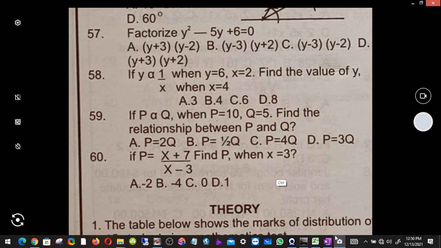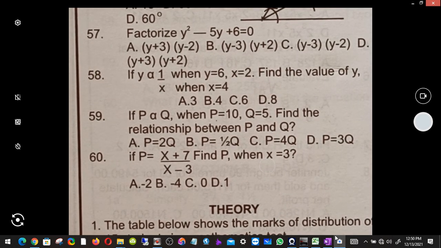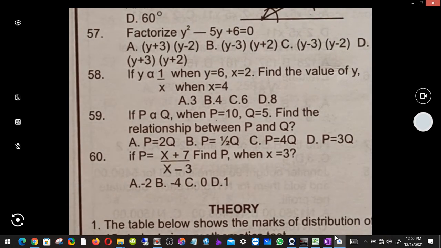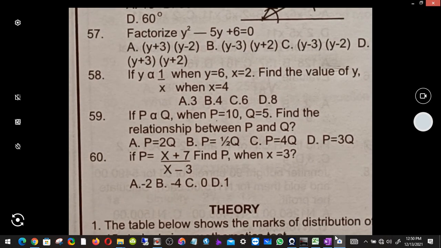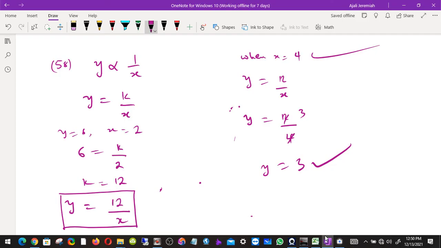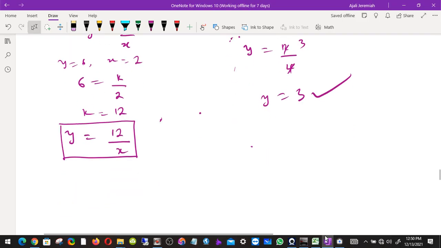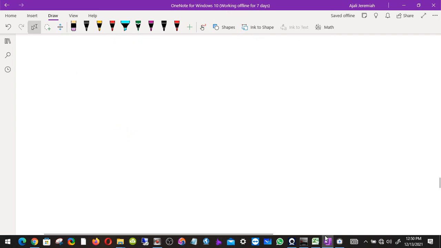Okay, it's number 59. When P equals 10, Q equals 5, find the relationship between P and Q. P varies directly as Q. So P is equal to what? First thing, you replace your proportional sign with equals. When you change the proportional sign to equals, it releases your constant K. Right? Yes, sir. So P is equal to KQ. That's the next thing you write.